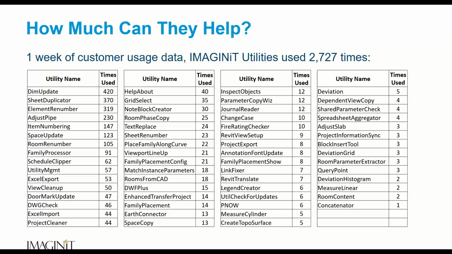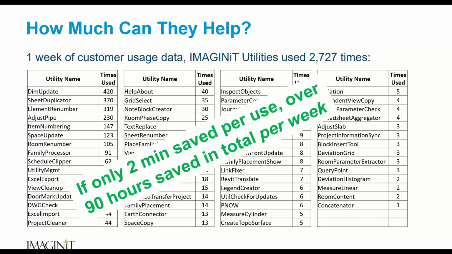But I did some quick math on it, and let's aim at what I think would be exceedingly conservatively low and say that on average, you save just 2 minutes by clicking on these things. We've basically got 2 full-time equivalent people that are covered by these IMAGINiT utilities from just those things that people are clicking on. So it's 90 hours per week for IMAGINiT's customers, if it's only 2 minutes.